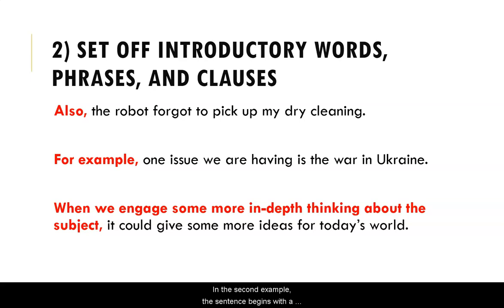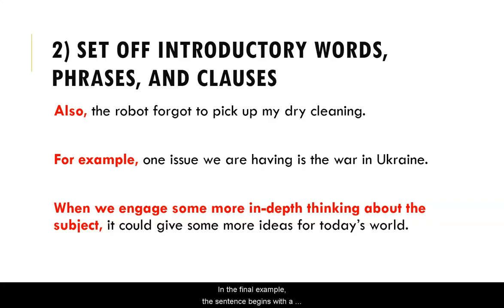In the second example, the sentence begins with a prepositional phrase. A prepositional phrase usually provides information about location, time, and the relationships between objects. These begin with prepositions such as about, between, under, in, around, and so on. I have added a list of prepositions to the supplementary material for this week.